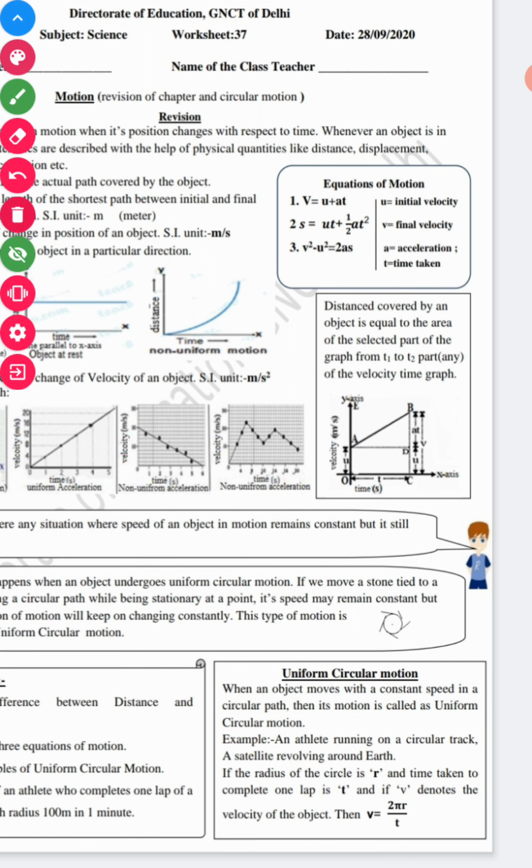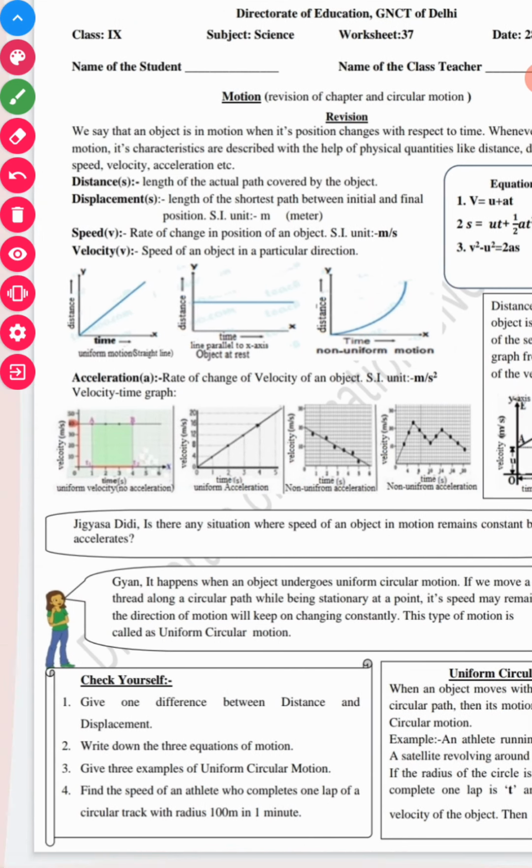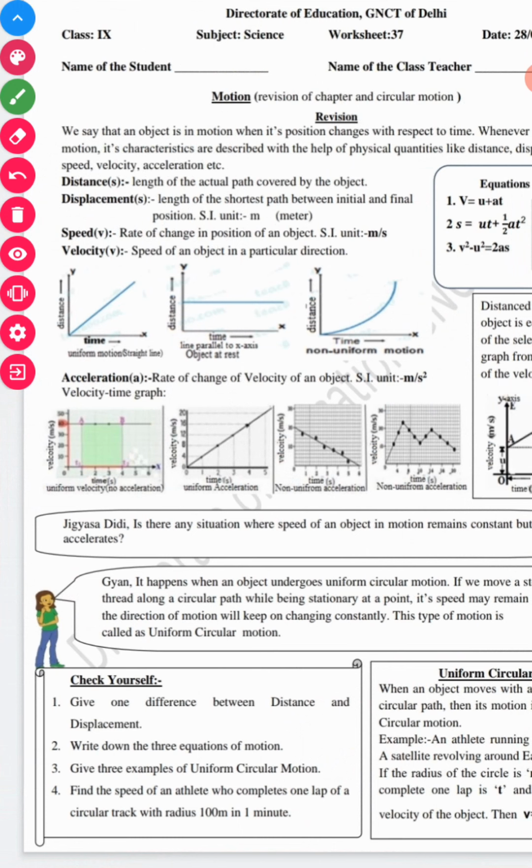So let's do a practice exercise. First, give the difference between distance and displacement. You can easily write distance and displacement from here. This is the answer to your first question. Write down the three equations of motion. You can write these: v is equal to u plus at, s is equal to ut plus half at square, and third, v square minus u square is equal to 2as.